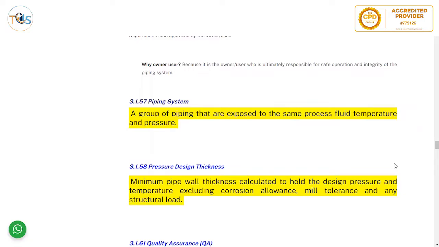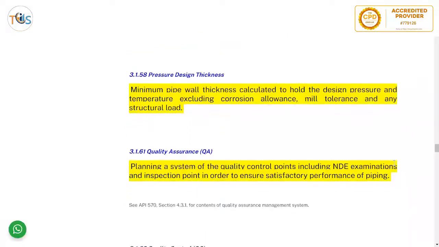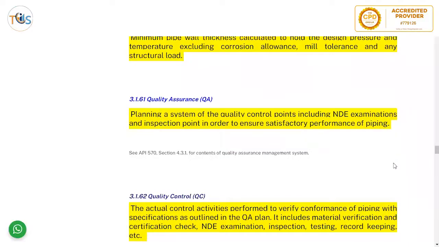You can see from the definition of piping system and piping circuit that piping circuit is a subclass of piping system. That means a piping system can have two or more piping circuits within it. Pressure design thickness: minimum pipe wall thickness calculated to hold the design pressure and temperature, excluding corrosion allowance, mill tolerance, and any structural load. Quality assurance: planning a system of quality control points, including NDE examinations and inspection points, in order to ensure satisfactory performance of piping.